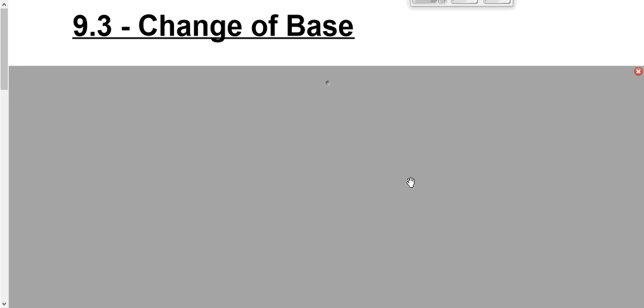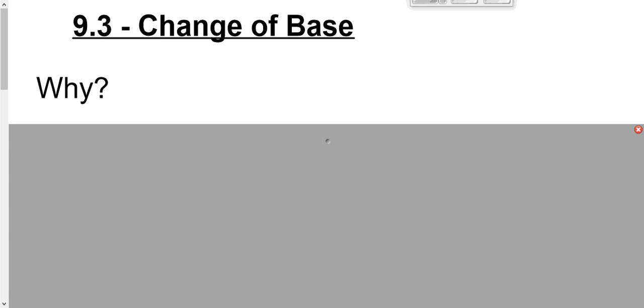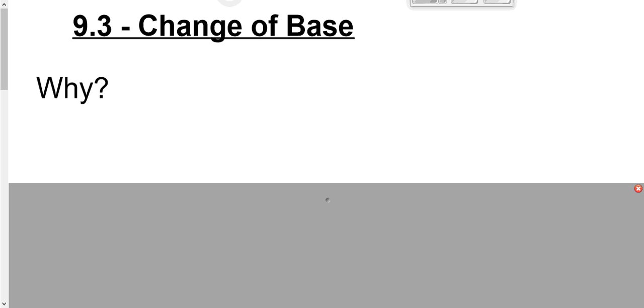Okay, this is a new section in your notes. This is called change of base. So change of base is going to be a formula that we're going to use. And why do we need to change the base? Usually that's the question we get.